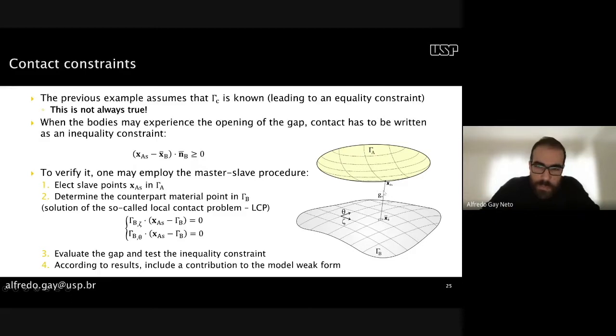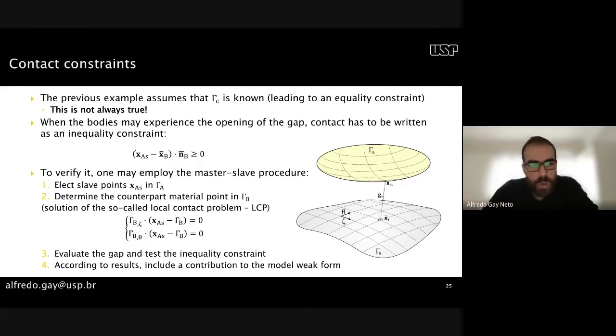We can evaluate this gap, and we can see if this dot product here is a positive or a negative quantity. Based on that, this can be used as a flag to decide if the contact constraint is obeyed or disobeyed. And based on that, we have to include or not the contact contributions in our weak form. So that's the basic idea. The inequality constraint here comes as an if in a code, let's say. You have to test something, and based on that test, you have to include or not a contribution to the weak form.